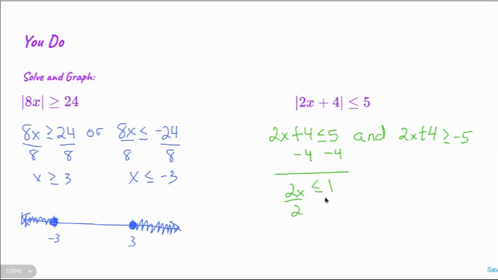Divide by 2. We get x is less than or equal to 1/2, or you could say 0.5 if you wanted. And then we're going to subtract 4 here. We got a 2x greater than or equal to -9. And then when we divide by 2, we're going to get another fraction. We get x is greater than or equal to -9/2.